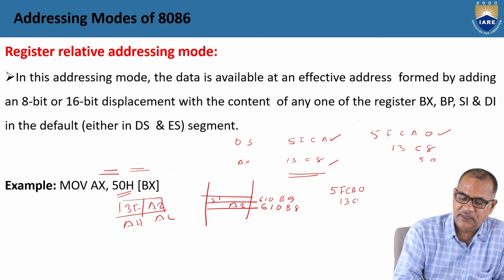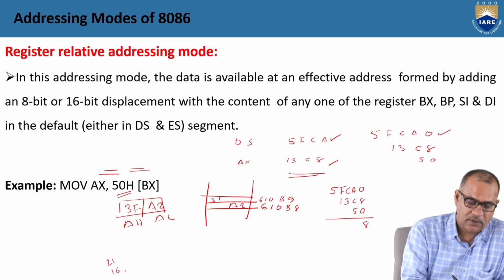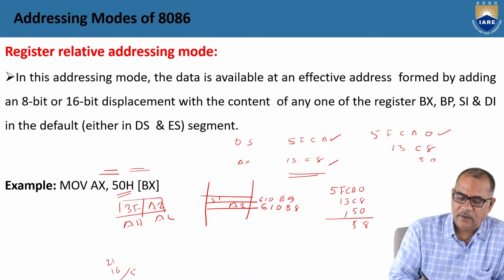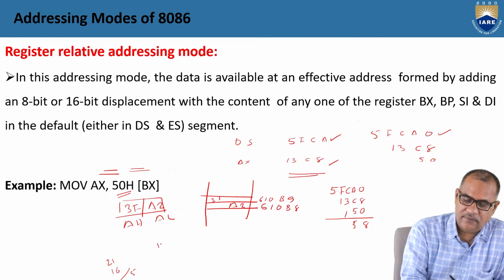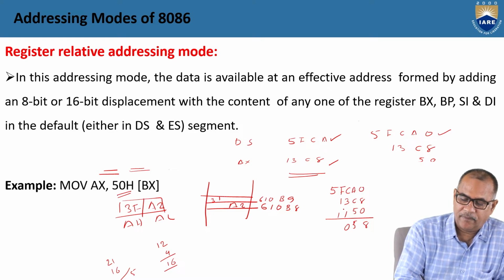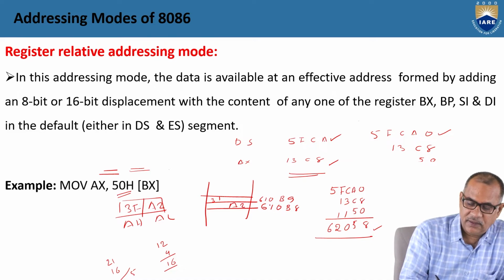So you have 5FCA0, plus 13C8, and to that 50 is added. Adding digit by digit, you get 8 in the last place, then 6 plus 5 is 11, and so on, carrying through: A is 10, 10 plus 6 gives 16, C is 12, plus 4 is 16, and F plus 1 gives the carry. So the final result is 62058.